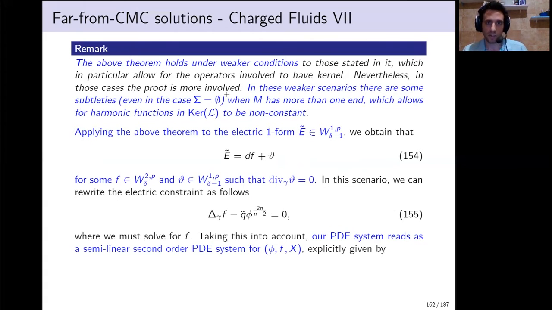The above theorem actually holds under weaker conditions. This is something that is explained both in our paper with Jorge and in the lecture notes. But in those cases, the proof is more involved. And for us, these results are enough. We just wanted to comment, for instance, that in this weaker scenario, some subtleties arise even if we don't have a boundary. In the case that we have more than one end, this is related with the fact that harmonic functions may be non-constant, and so things that can be in the kernel of the Laplacian may not be in the kernel of the gradient.